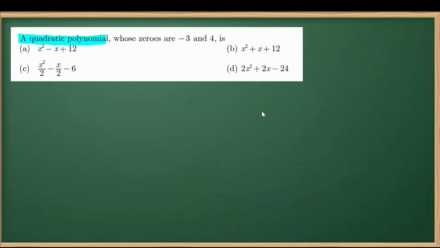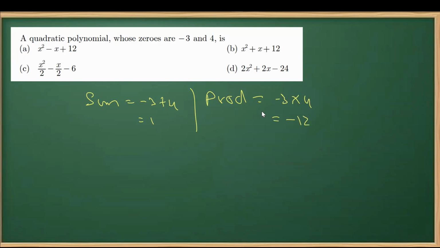In this MCQ, it says a quadratic polynomial whose zeros are minus 3 and 4. What we have to figure out is which of them is the correct polynomial. So what you can do here is find the sum of the zeros first. What is the sum of the zeros here? Minus 3 plus 4 is how much? 1. And if I find the product of the zeros, product of minus 3 and 4 gives you minus 12. Now, what is the general formula for framing a polynomial? This is x squared minus the sum of the zeros times x plus the product of the zeros.